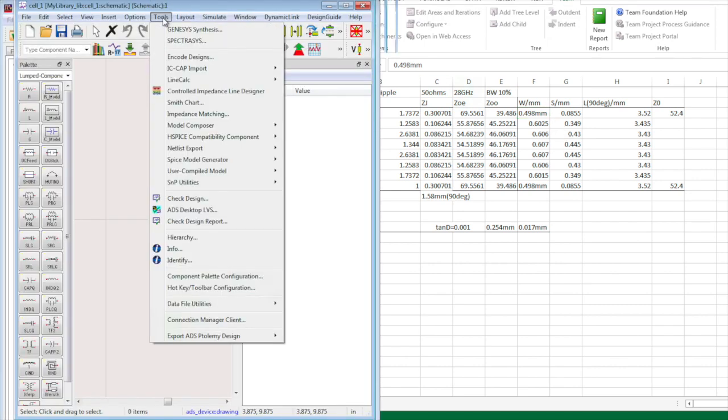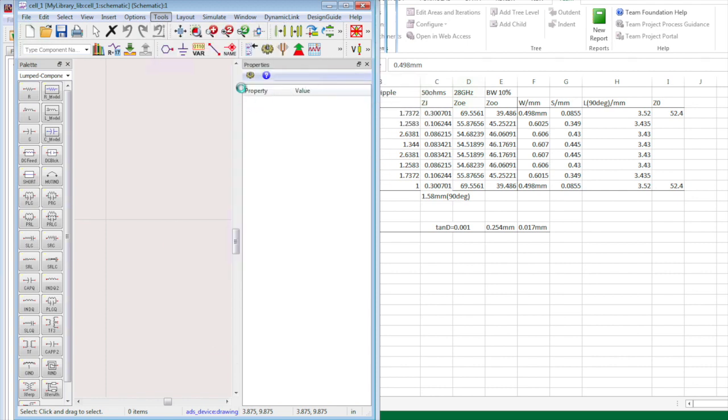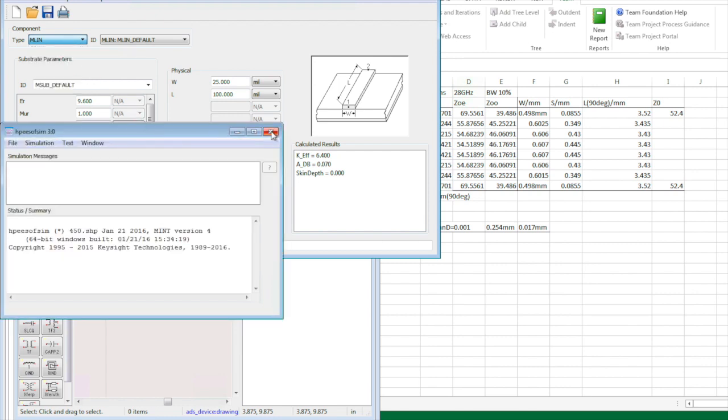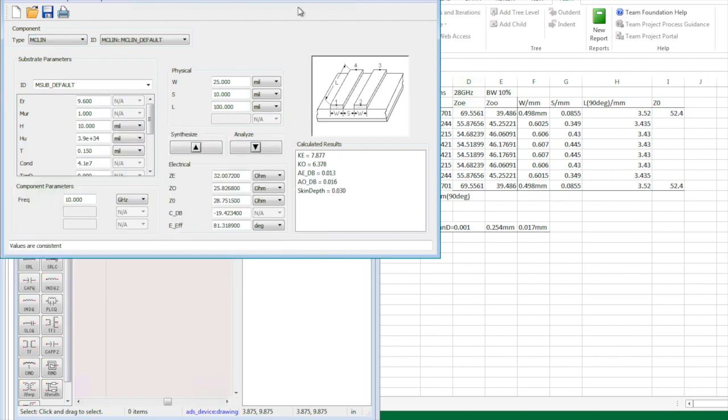We can click here for the tool. We can find that it has a tool called line calculator. Let's start to use the line calculator here. It appears here. Here is what looks like one stage of a coupled line, so we need to settle down the width and the air gap.